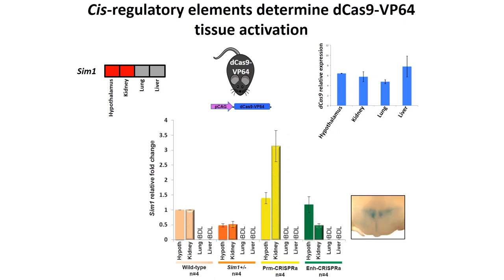For the hypothalamus enhancer CRISPR-A results, you can see that we're only upregulating SIM1 in the hypothalamus, but not in the kidney. And if you recall, this is a hypothalamus enhancer. Combined, these results suggest that the regulatory element that we target could provide tissue specificity. Meaning, if we target the hypothalamus enhancer in this case, we only get upregulation of SIM1 in the hypothalamus, but not in the kidney. Or if we target the promoter that's active both in the hypothalamus and in the kidney, we only get upregulation there.